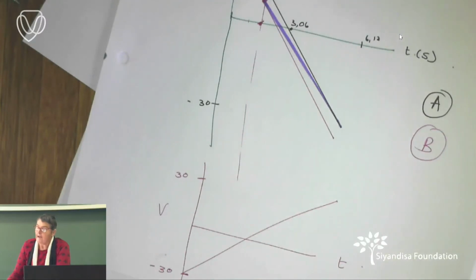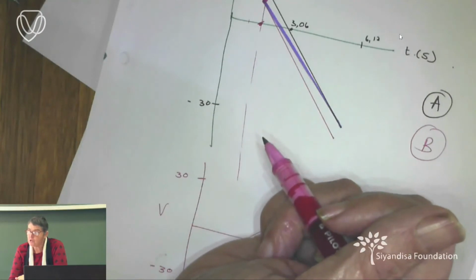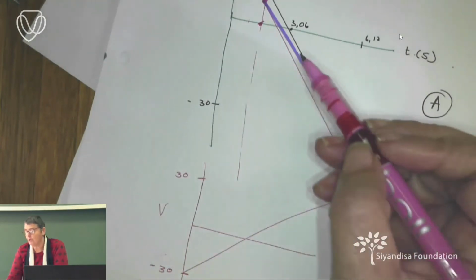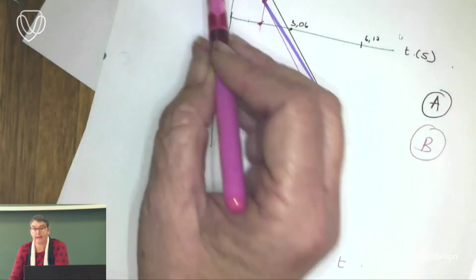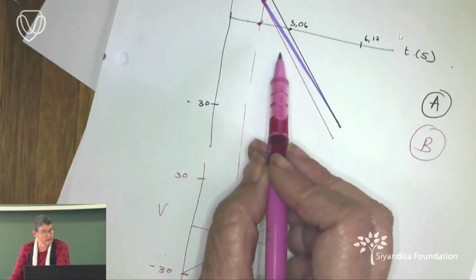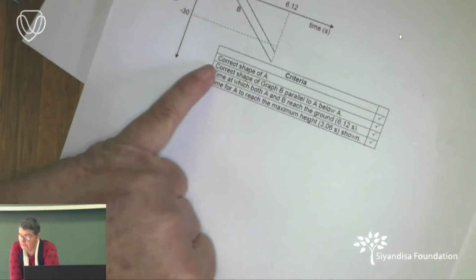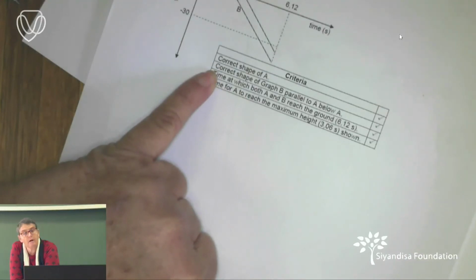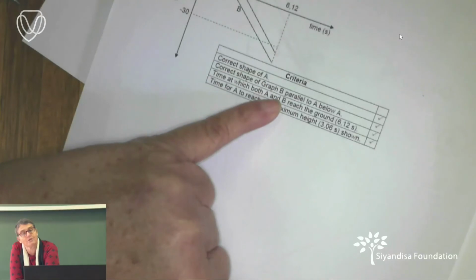Just quickly about the graphs. Remember your gradient, as I've already said, must stay the same. Make sure you name your axes and you put in your times. I can maybe just show you here when we mark. You get a mark for the correct shape of A. You get a mark for the correct shape of B, and that they must be parallel. Remember, I mentioned that.